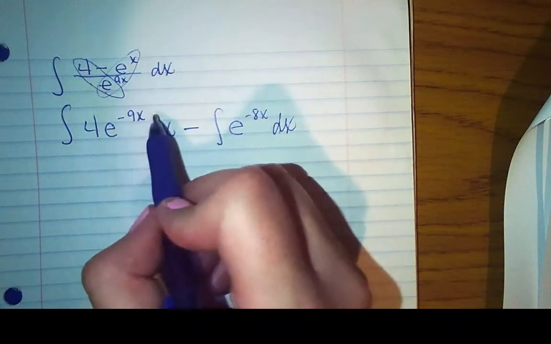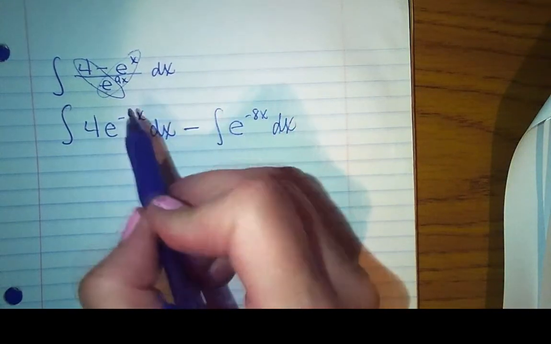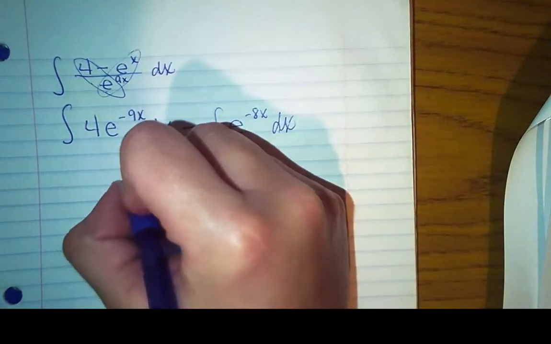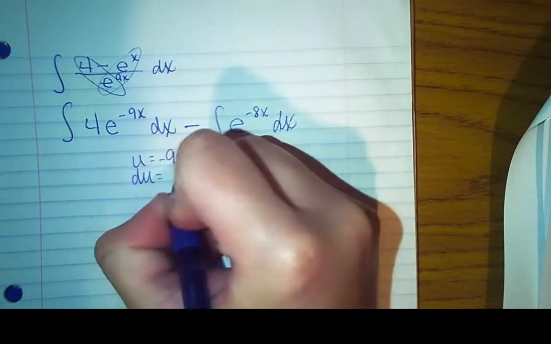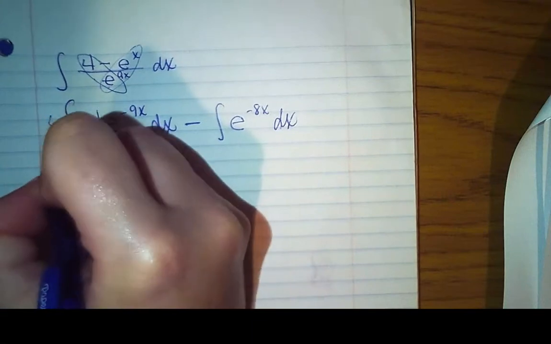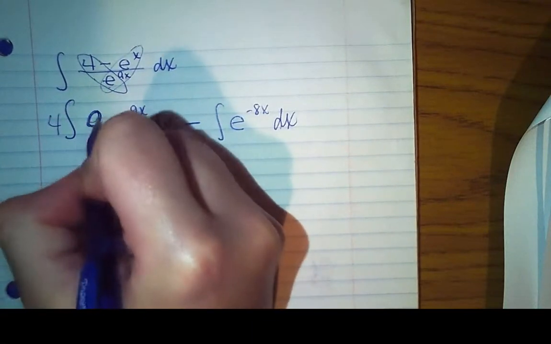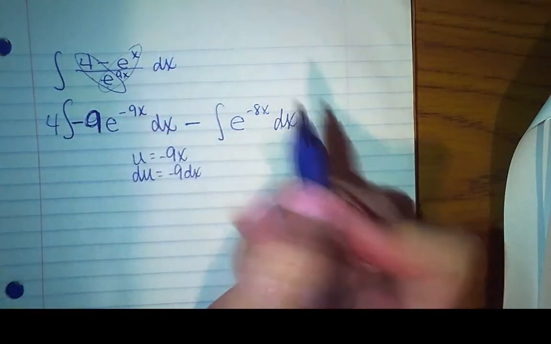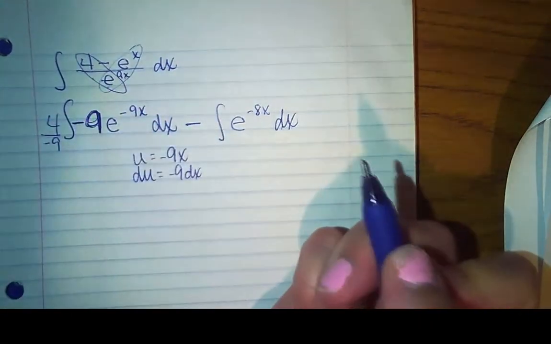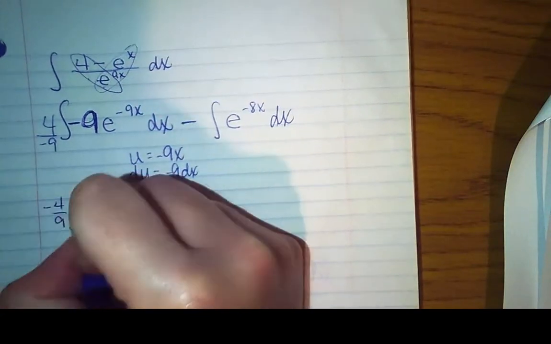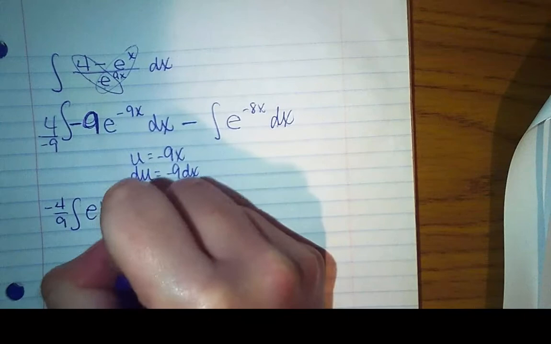So on this one, I notice I have an e to the, and so I need to make sure I've got the derivative of my exponent. So for this one, I've got my u is a negative 9x. So my du is a negative 9 dx. Well, I have a 4. So I'm going to pull that 4 out front and magically make this into a 9. Okay. So I need a negative 9. So I'm going to balance with a negative 9. So this becomes a negative 4/9 e to the u du.